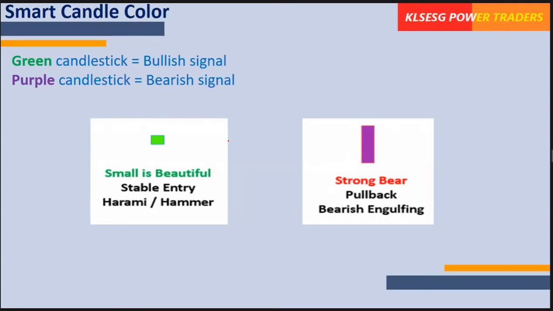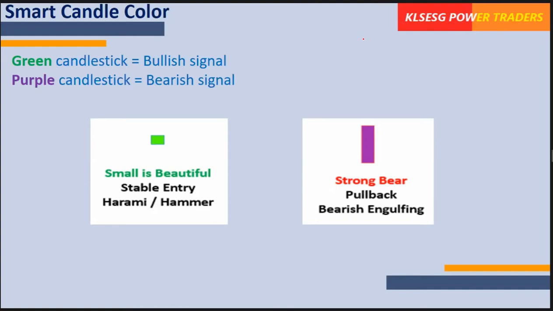It's a bull signal, all right? So we want to look for something small, and the green color is a bright green. Something small like this. Small is beautiful because a small candle is stable. It doesn't fluctuate much, and it's not so volatile. It could be a harami or hammer type of candlestick. So it's stable. Then we enter, and the price has a high chance to move up further because it's not overextended.